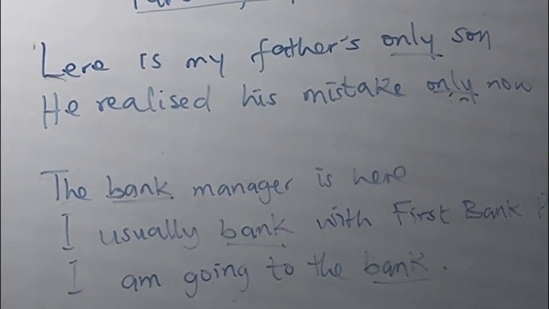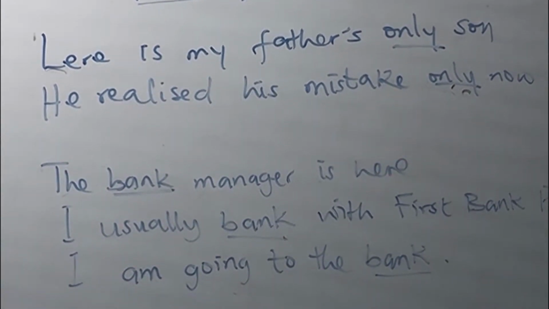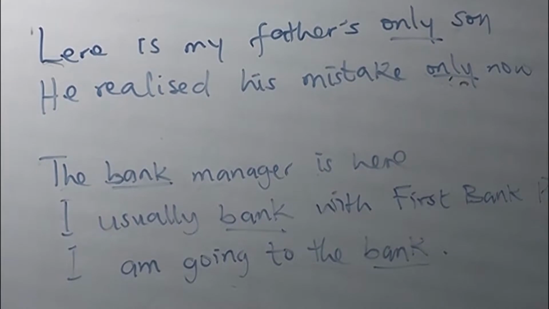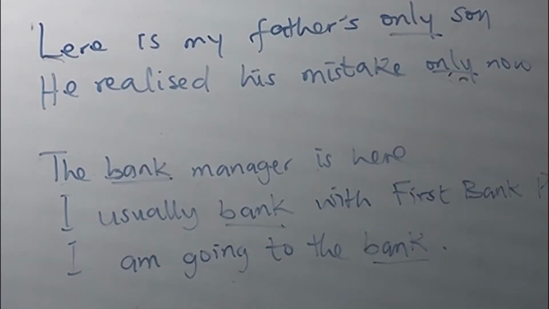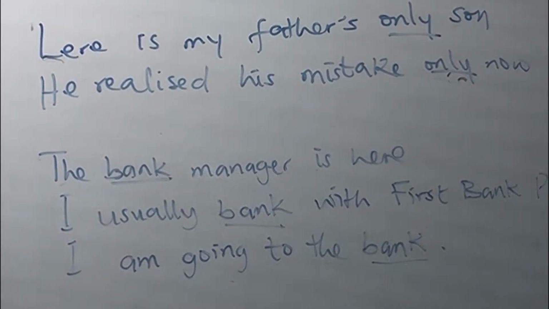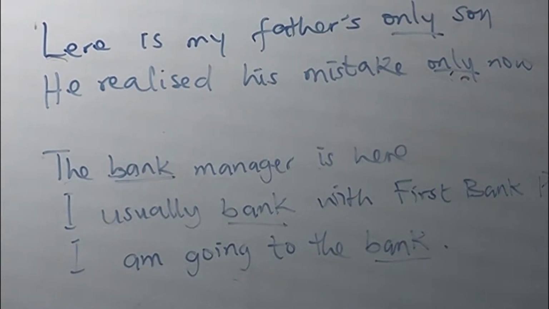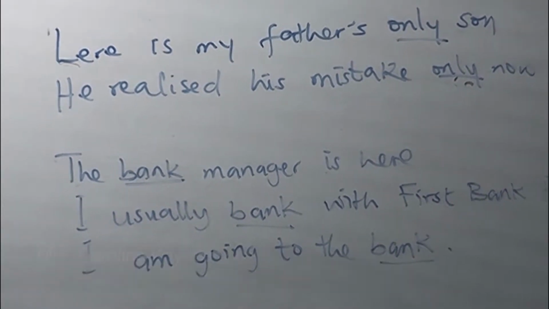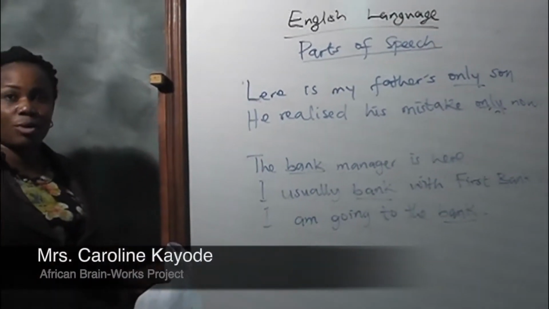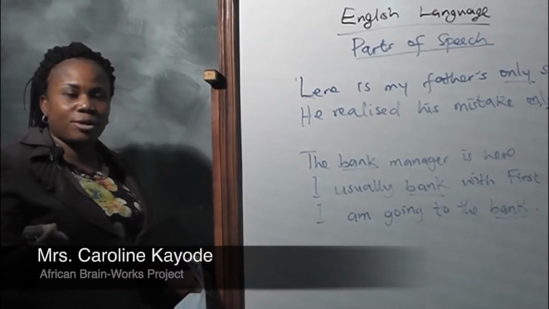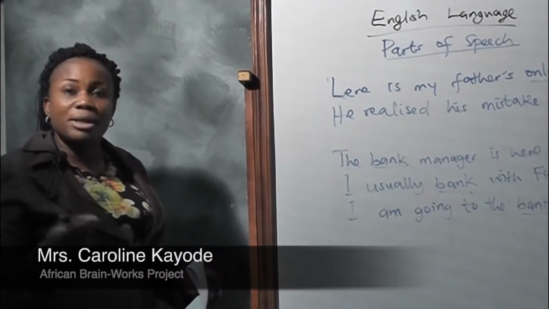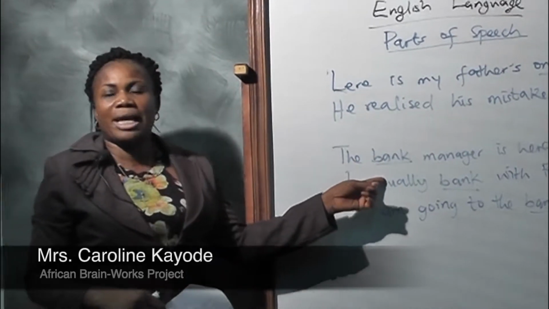The next set of sentences, we have: the bank manager is here. The bank manager. Here we have bank. Naturally, when you are given bank as a word in isolation, you will assume it's a noun. If I ask what part of speech is bank, you will tell me it's a noun, but here it is not functioning as a noun.